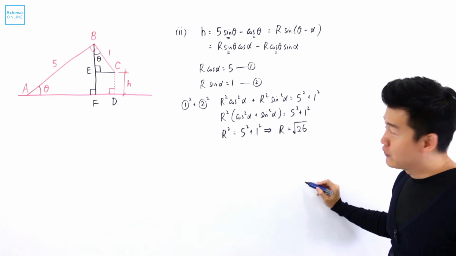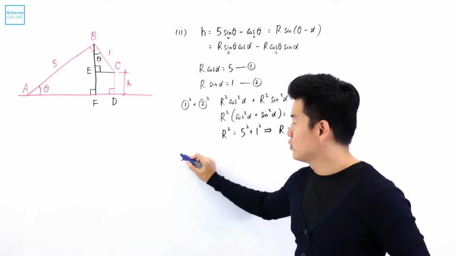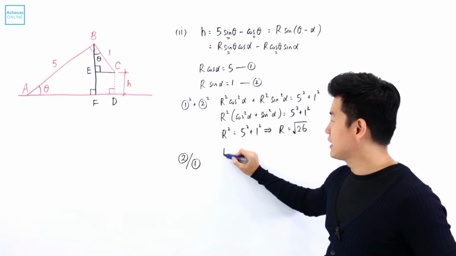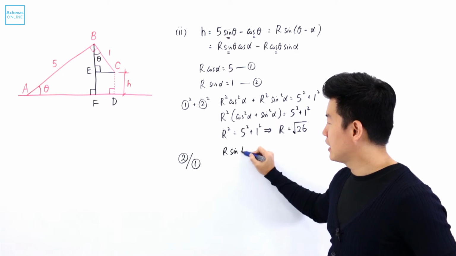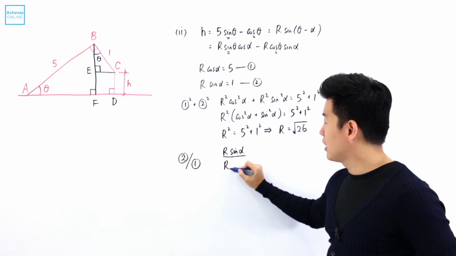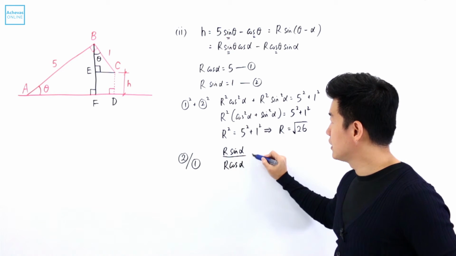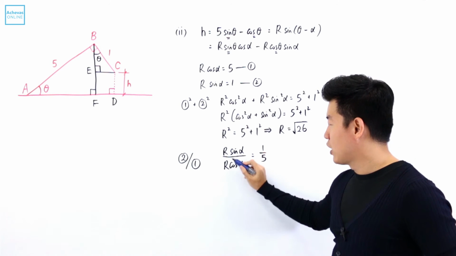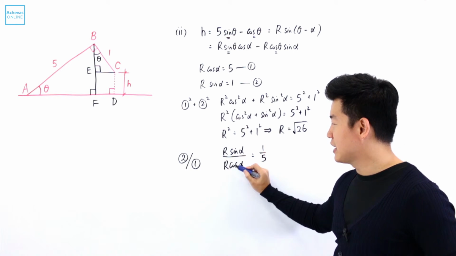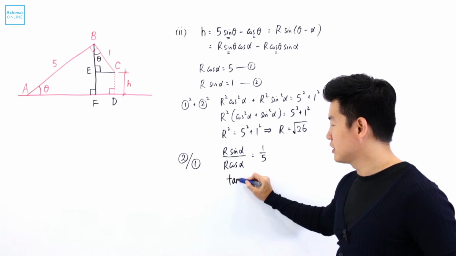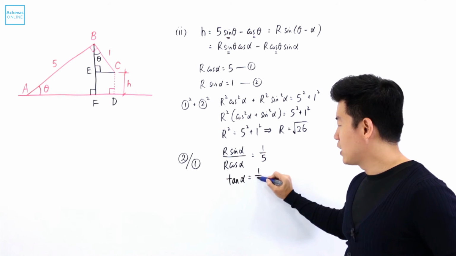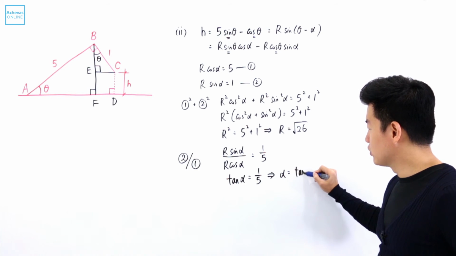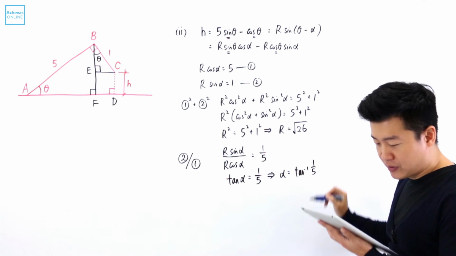And to solve for alpha, I'm going to take equation number 2 and divide it by equation number 1. Which means that it is going to be r sine alpha divided by r cosine alpha. This is 1 over 5. And doing so, on the left hand side, r and r will disappear and sine over cosine is tangent. So tangent alpha is 1 over 5. And alpha is going to be equal to tangent inverse of 1 over 5.